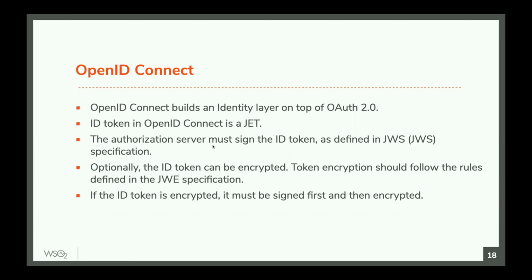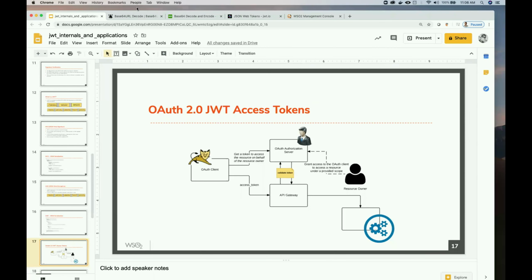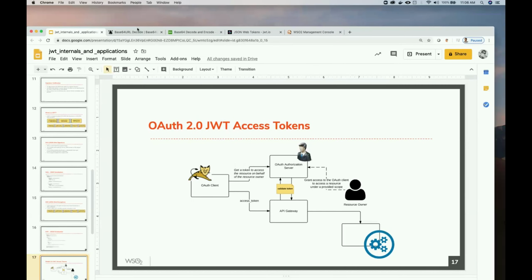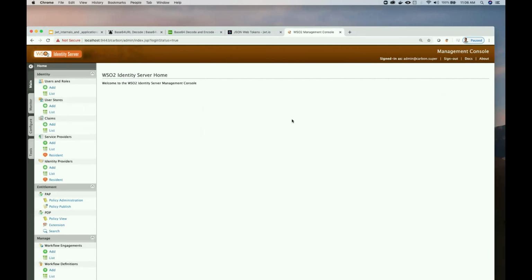So let me do a quick demo of the first one, the self-contained access token. Here I'm using WSO2 Identity Server as the IDP that issues the tokens. You can just download it from wso2.com. It's all open source, released under the Apache 2.0 license. So I can log into the console.